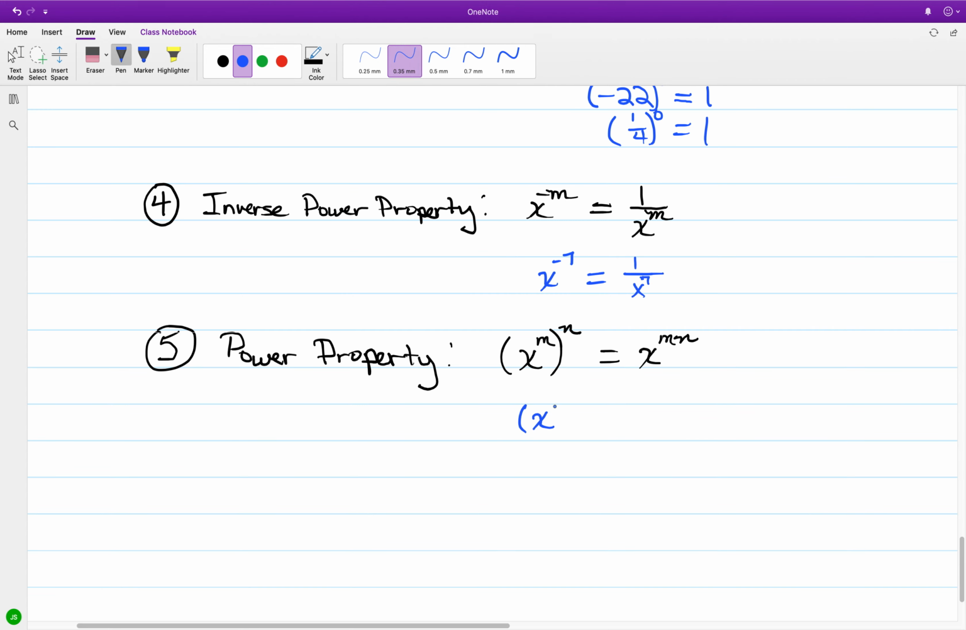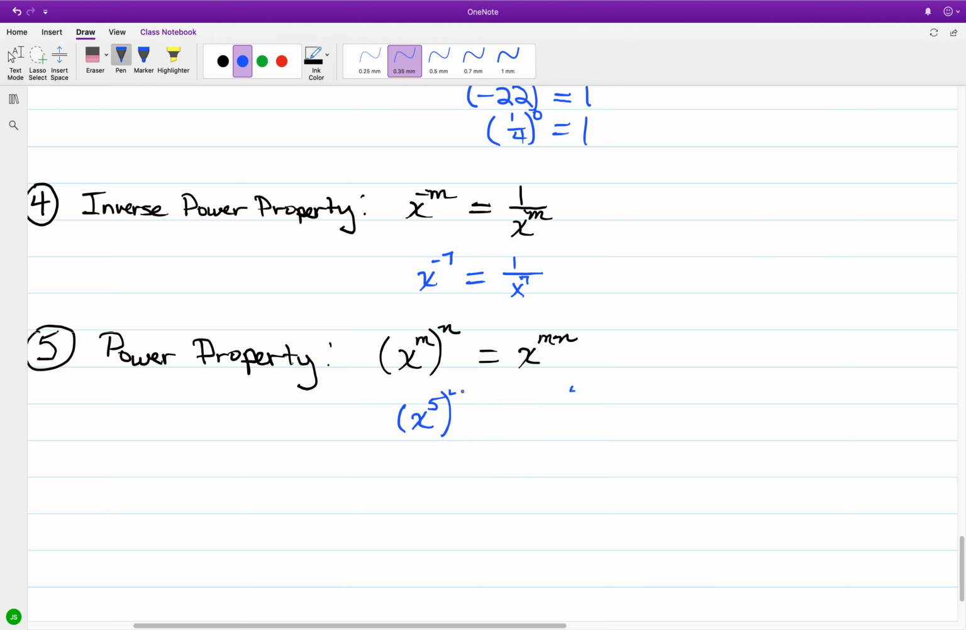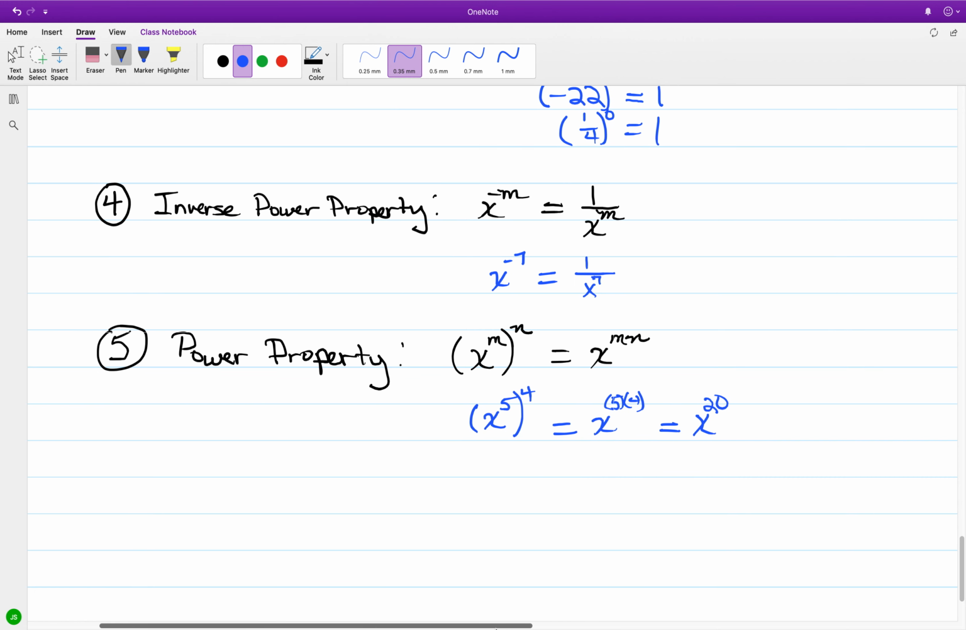And just as an example, you have x to the 5th, in turn raised to the 4th degree. That's going to be equal to x to the 5 times 4. And the outcome here is going to end up at x to the 20th.